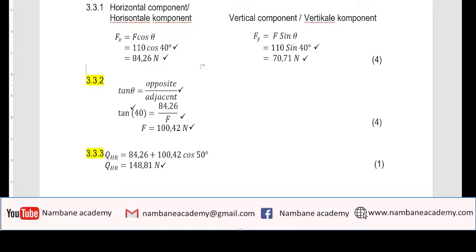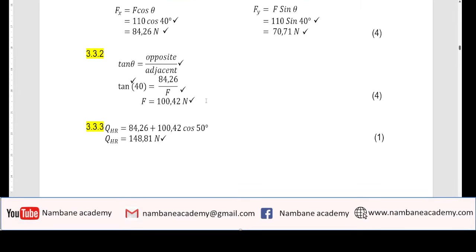All right. And then on the very same question, I am not sure if I'm the one lacking understanding of using that 84.26 as the opposite, because P and Q are not acting on the same angles. Yes, can I please just get clarity? How is it that we are using the component of P as the opposite for the component of Q when they are not acting on the same angles? Thank you, Ntate Nambane.